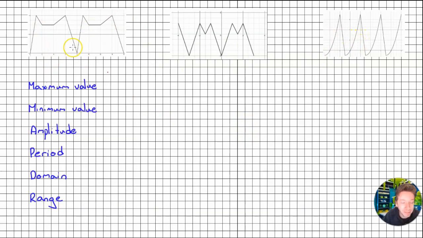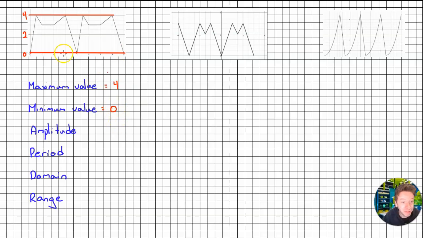So for the first one, maximum value, that's just going to be the highest value we have on our y-axis, which is up here in this example. It's hard to see, but 4. So that's 4, this is 2, and that is 0. Okay, so our maximum value for our first example will be 4. Minimum value, that's our lowest value. That's down here, right? For these points, that's our minimum value, so 0.